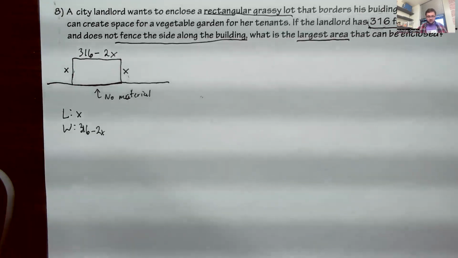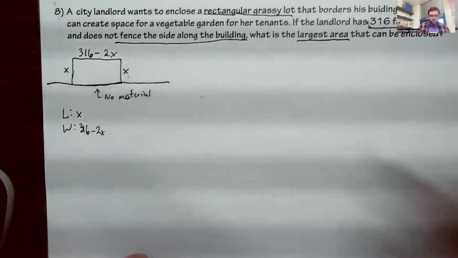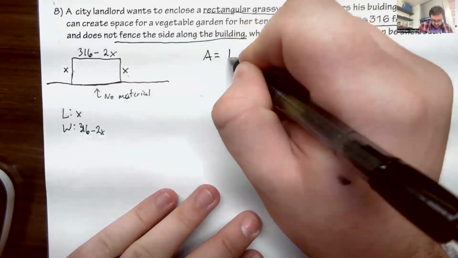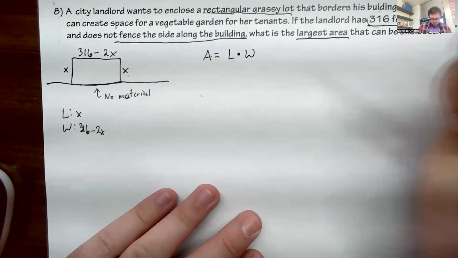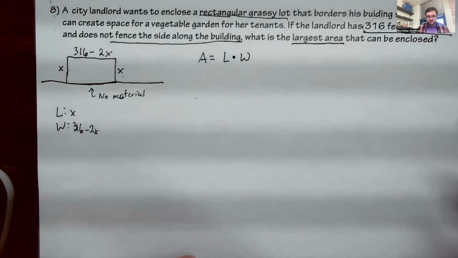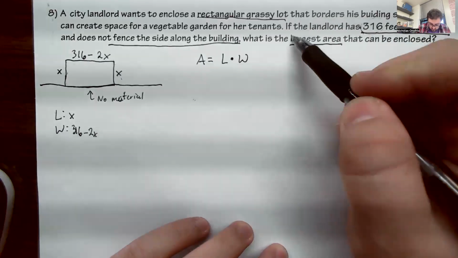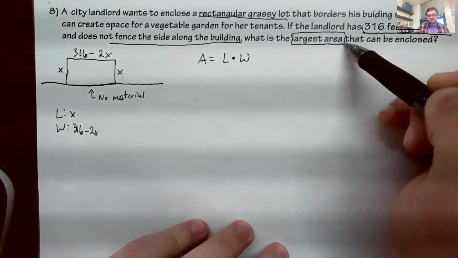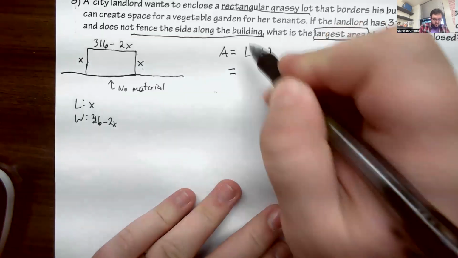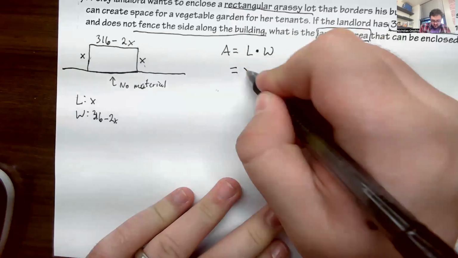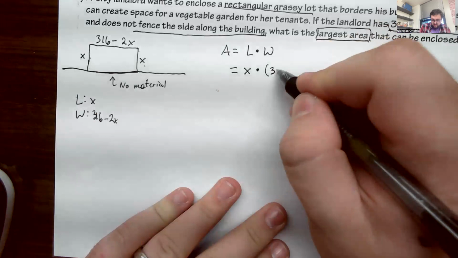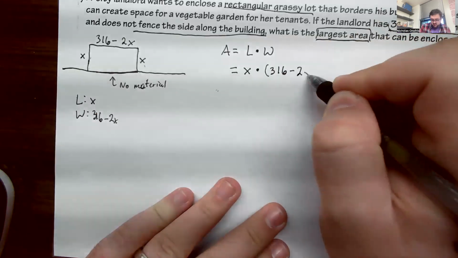All right, now that we've done all this, let's go to our area equation. Area equals length times width. That equation served us really well last time, when we were dealing with rectangles. And we're looking for the largest area, so it ties in quite nicely. Let's plug in our values. Length is x. Width is 316 minus 2x.